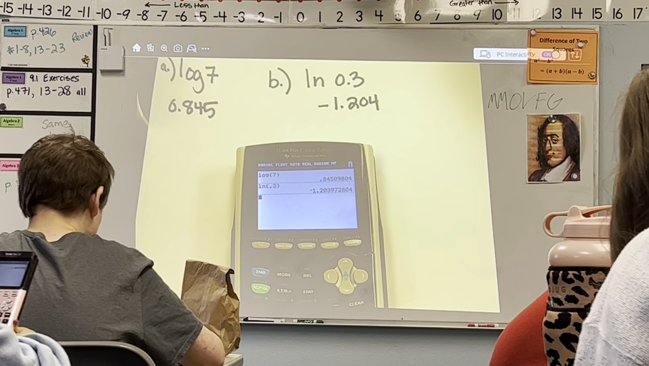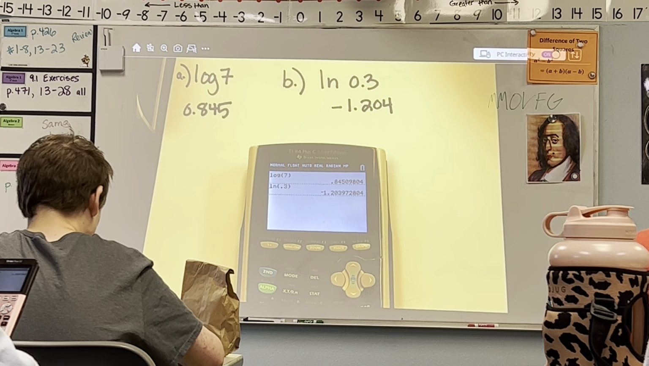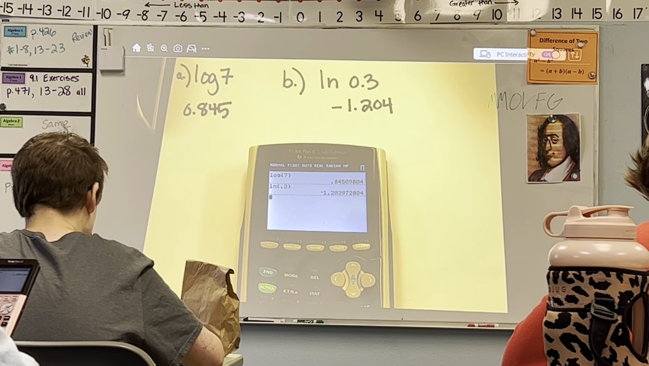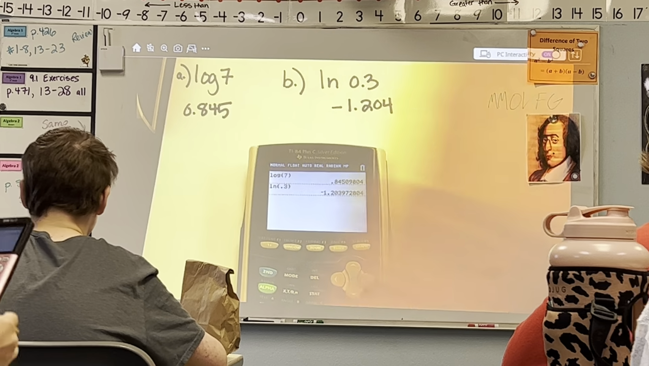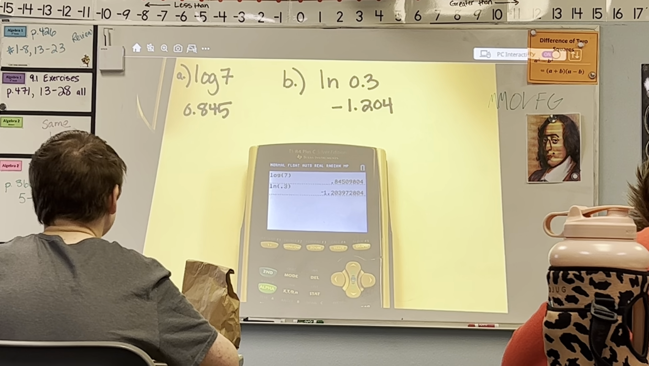In general, for our logs, we'll probably round them to 3 decimal places. It's so easy, just plugging them into your calculator and pushing a button.